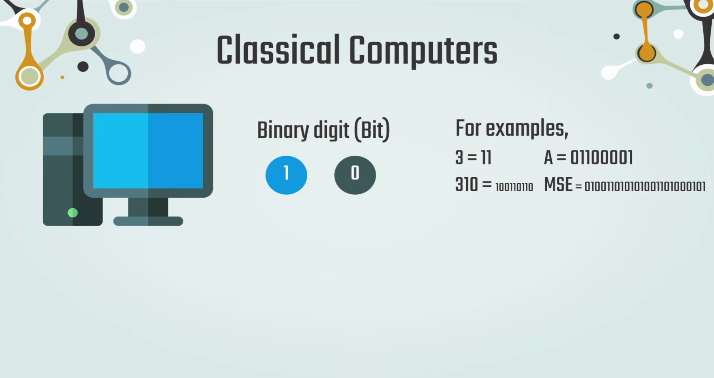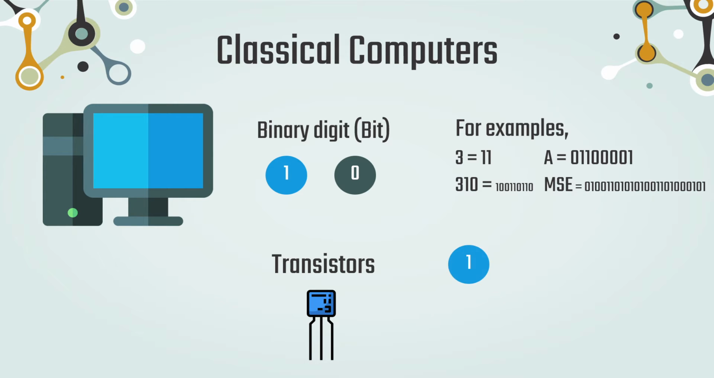For example, if I want to store the number 3, it can be represented as 1, 1. For larger numbers, I want more bits, like 310, which can be represented as 100110110. Moreover, we can even represent the letter A and also the letters MSE with bits as well, as seen on the screen. The computers use transistors in order to represent bits.